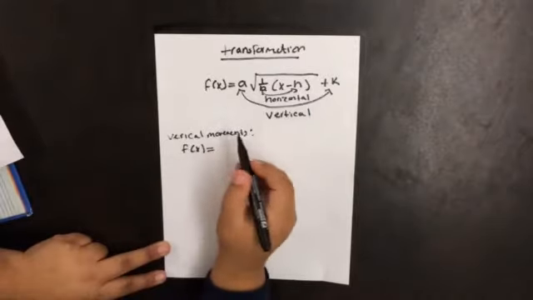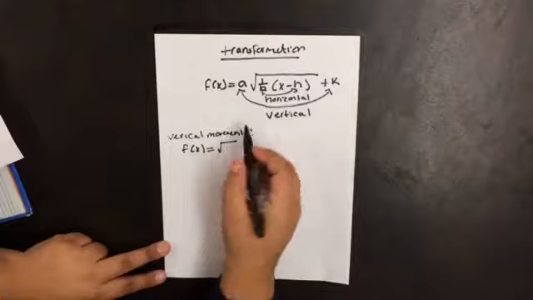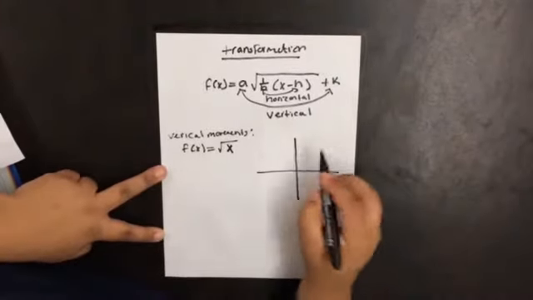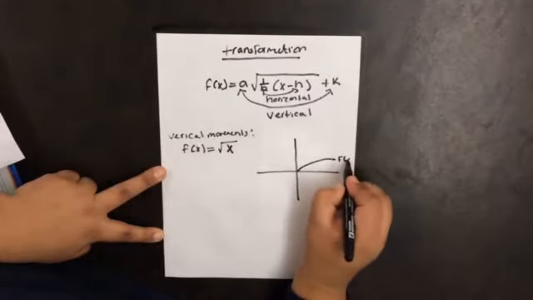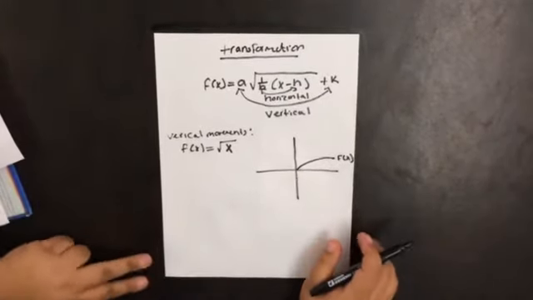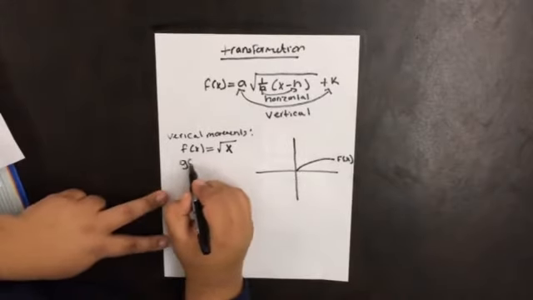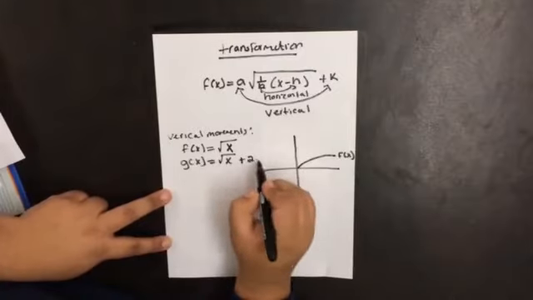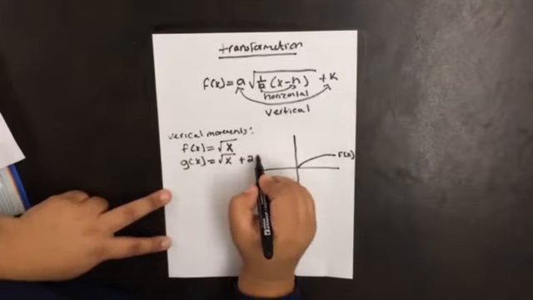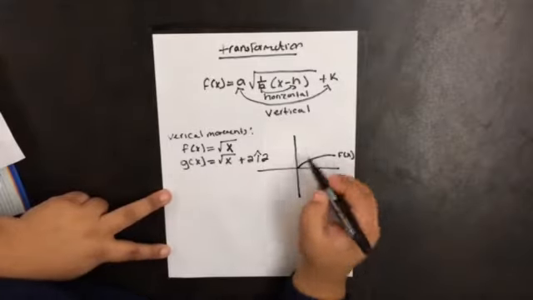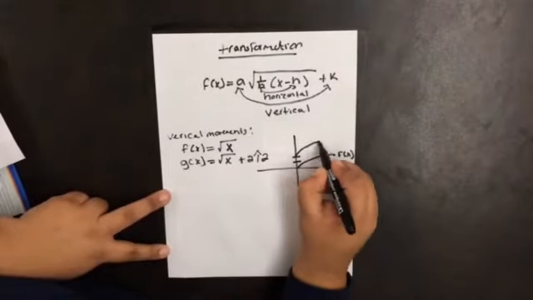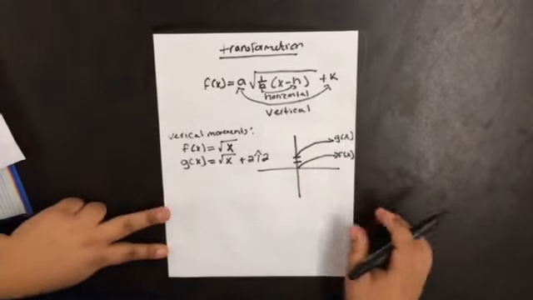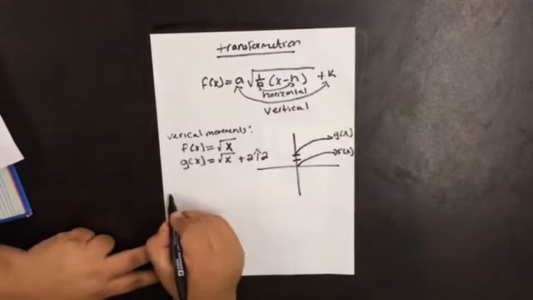So let's start with our parent function, f of x equals the square root of x. It looks something like this. So if we have g of x equals the square root of x plus 2, that means we're moving f of x 2 units up. So it will look something like this. G of x.